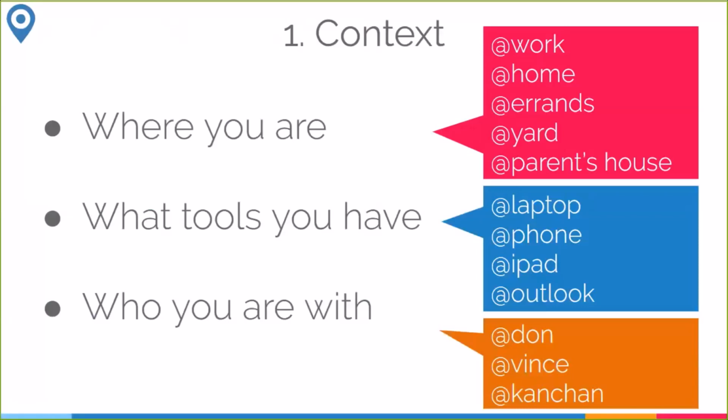Also, you may want to think about context in terms of who you are with. So maybe you keep a list of things you need to talk about with your boss, and a list of actions to do with your boss that you need to discuss with him. And you can use context associated with actions to bring up that list of things when you're with that person.